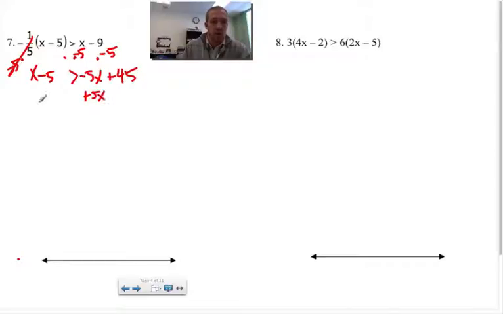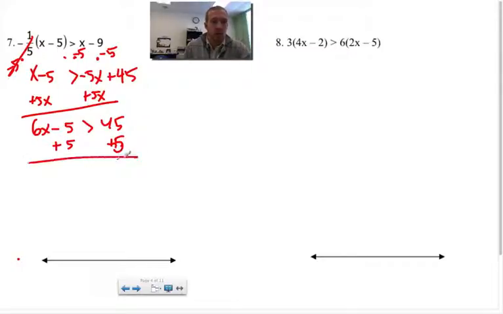So now I add 5x to both sides, and I get 6x minus 5 is greater than 45. I'm going to add 5 to both sides. Whoa, that's a 5, trust me. 6x is greater than 50. Alright, so now I divide both sides by 6, and oh my goodness, I have a fraction, but that's okay.